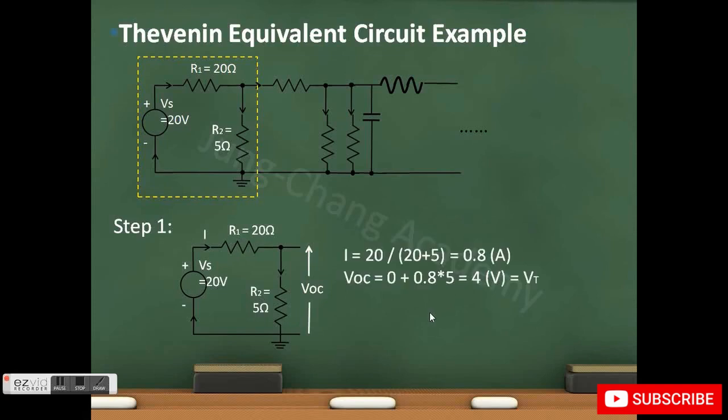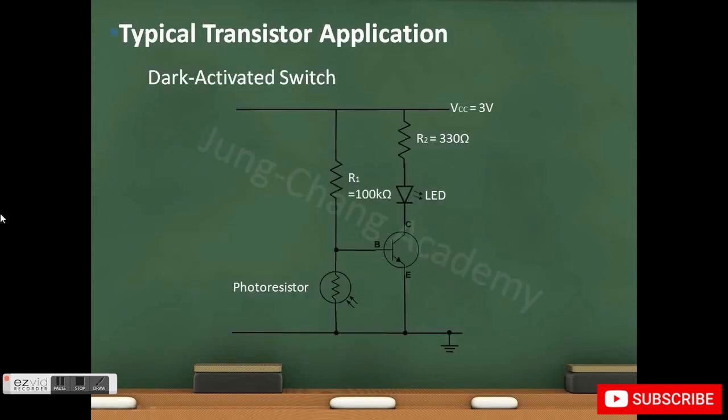which is 4 volts. Here's an example of using an NPN transistor as a dark activated switch. When the photoresistor is exposed to light, its resistance drops, causing most of the current to go from the supply through resistor R1 to the photoresistor.